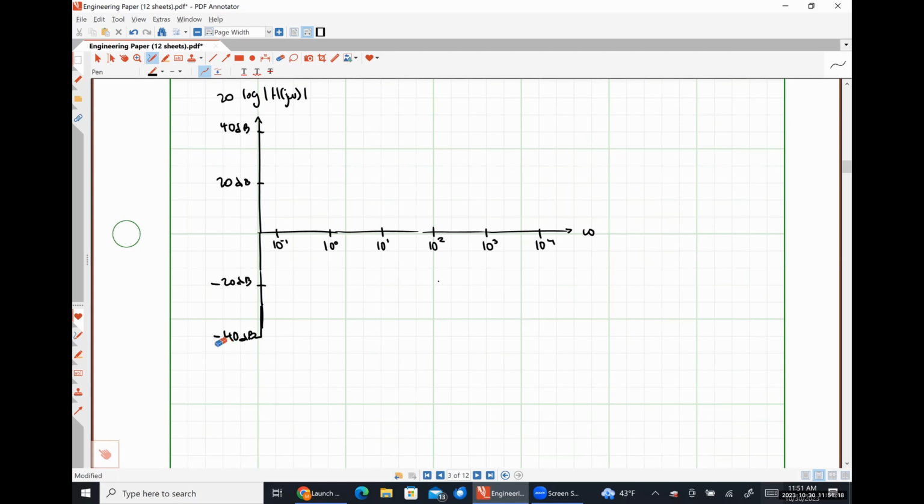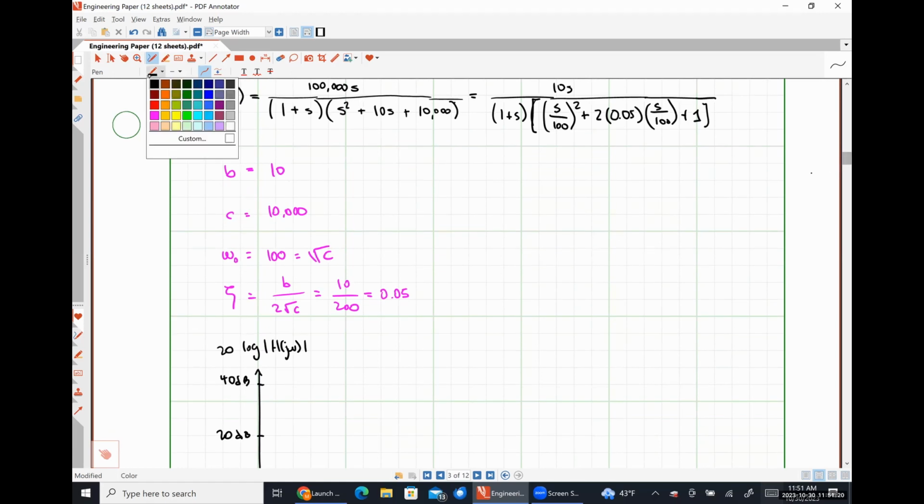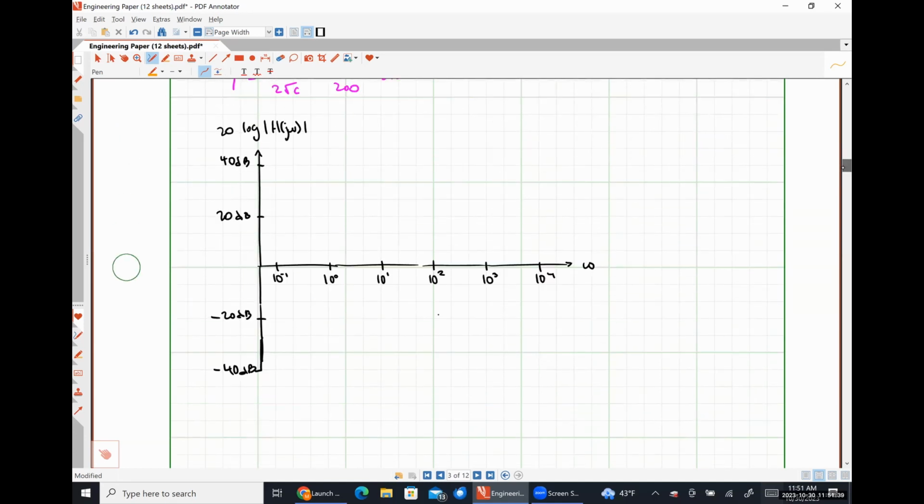All right, so let's do the constant term first, and I'm going to do it in orange. Right, so what is 20 log of 10? 20. Yeah, 20. So 20 decibels, right? So the constant term, or the overall gain of the system, is going to look like 20 decibels with a phase angle of 0 degrees, right? So it's 20 dB across everything.